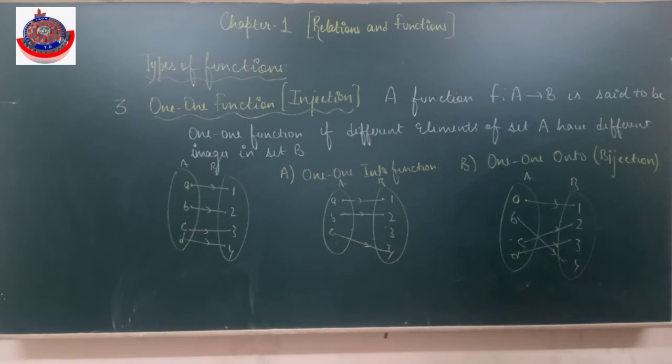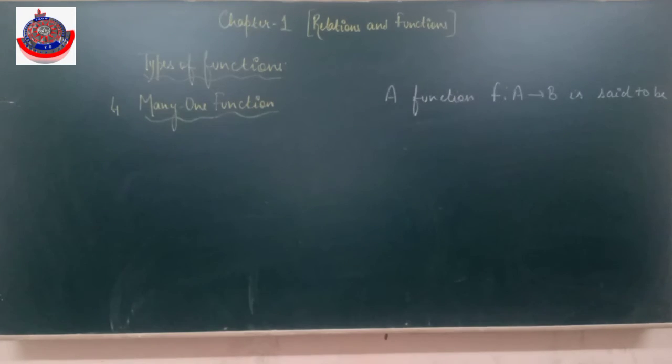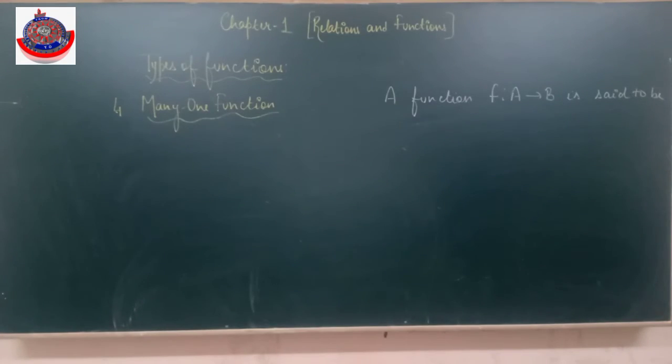1-1 and onto is the most important. This we will be using in the questions also. 1-1 and onto function is a bijective function, or we call it bijection. Fourth is the many-one function. From the name it is clear, many to one.